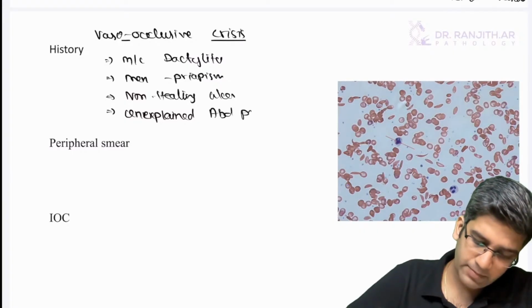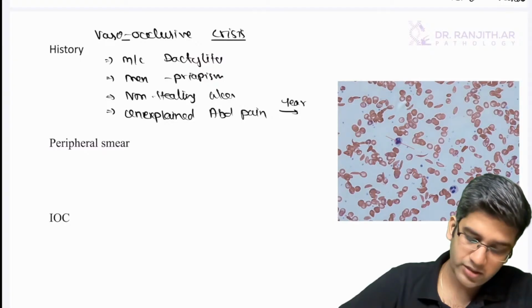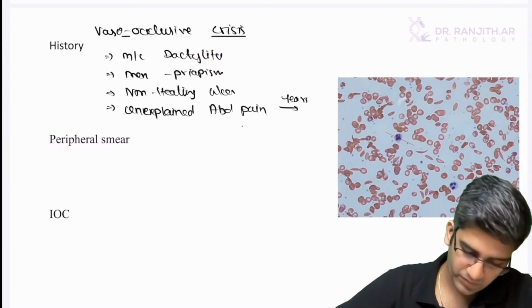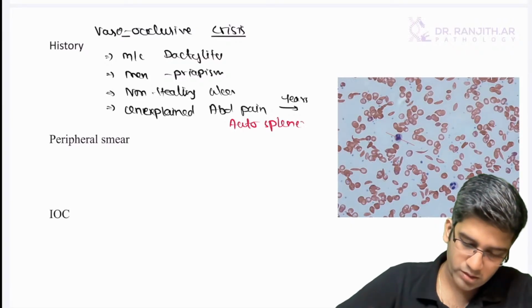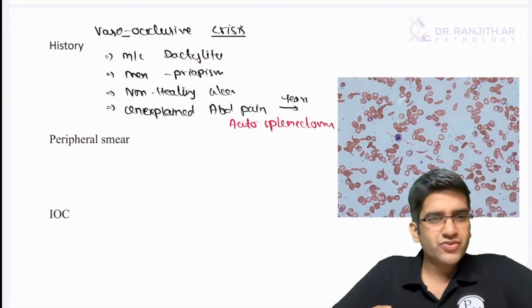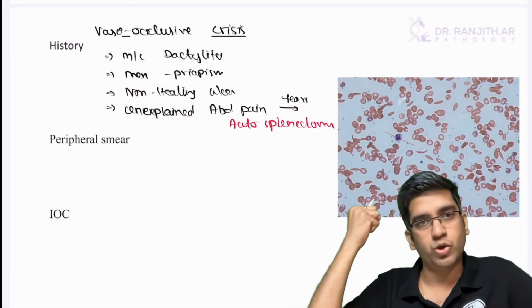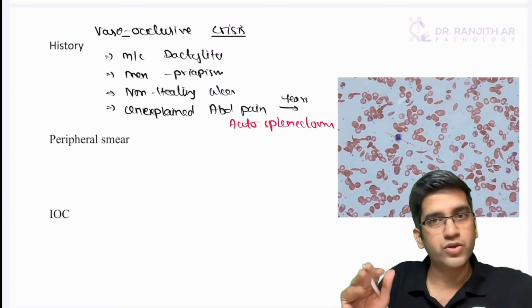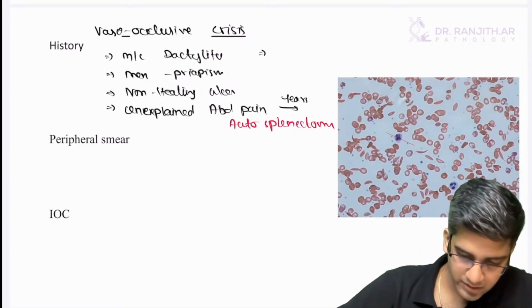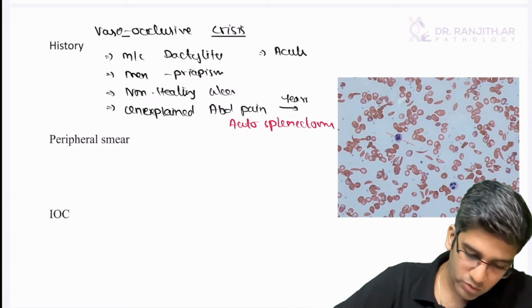So this unexplained abdomen pain over the period of years can result in an autosplenectomy, right? Because unexplained abdomen pain means tiny infarcts must have happened in the spleen over the period of years. So it can become autosplenectomy, can be destroyed, right? So there are a few complications of vaso-occlusive crisis also. It can actually present as respiratory distress, right? It can actually present as an acute chest syndrome.